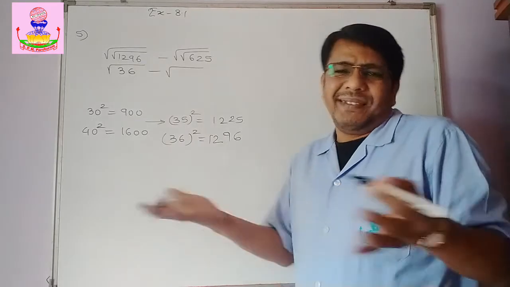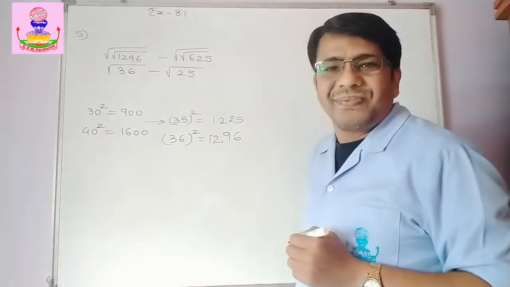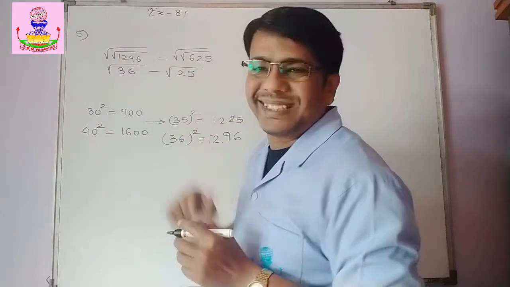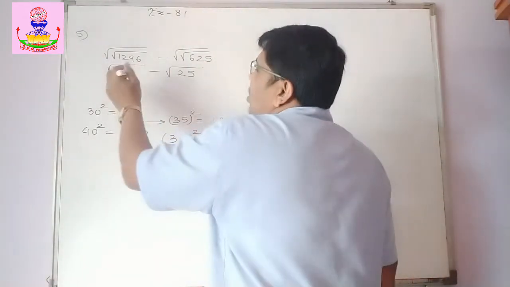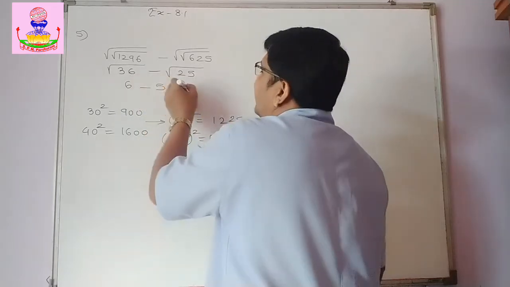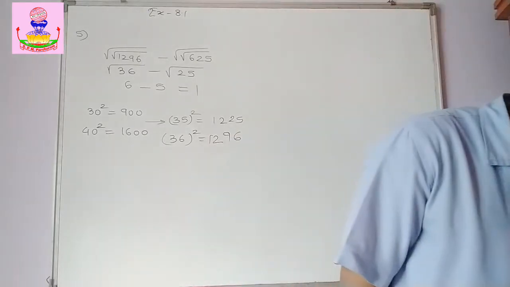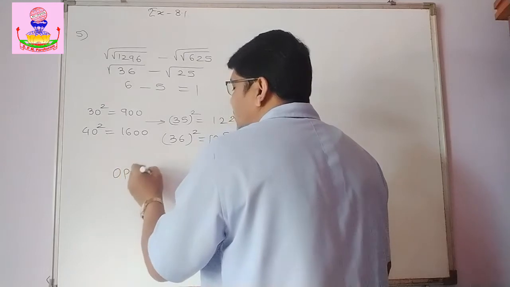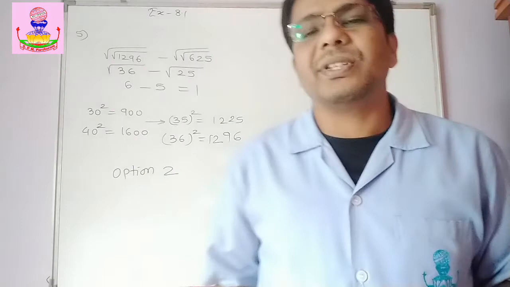Minus, now the square root of 625. Of course we know that, 25. Right? Then the square root of 36. See here, one square root sign has vanished. There are two square root signs. Now the square root of 36 is 6, the square root of 25 is 5, and 6 minus 5 is 1. And so option number 2. Option 2 is the correct answer.